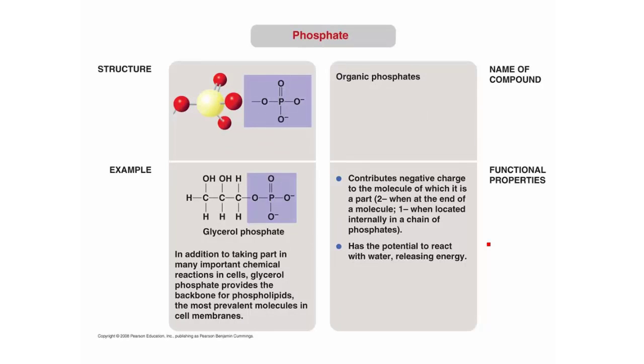And phosphates are also going to be an extremely important part of nucleic acids, which would be DNA and RNA, and then also an important part of what we call adenosine triphosphate, or in other words, ATP. ATP is going to be an extremely important energy storage molecule inside cells, and we will go into detail on the structure of ATP when we get to chapter 8.